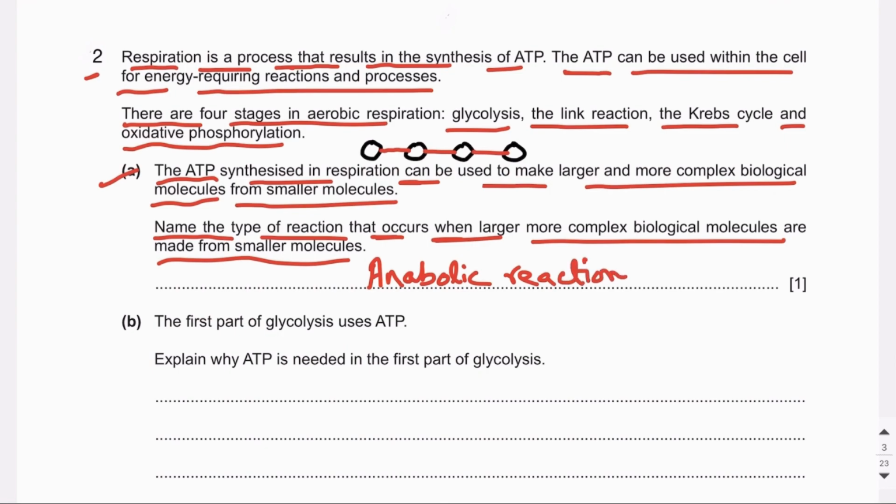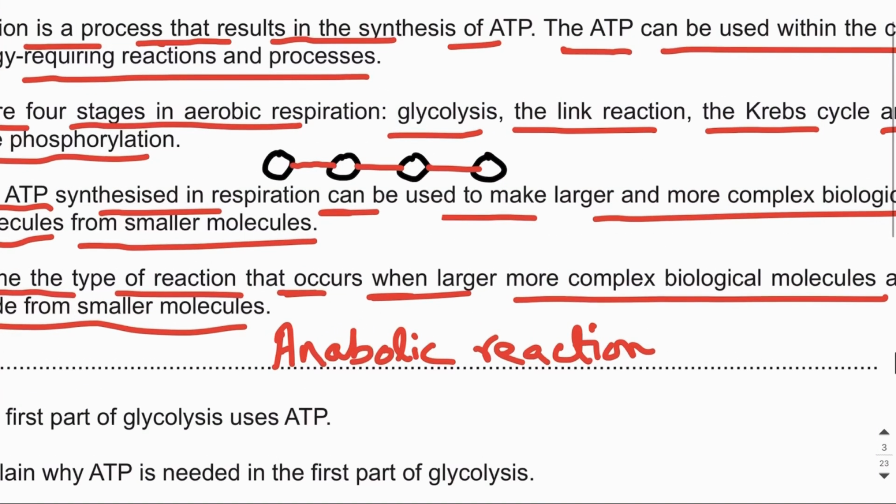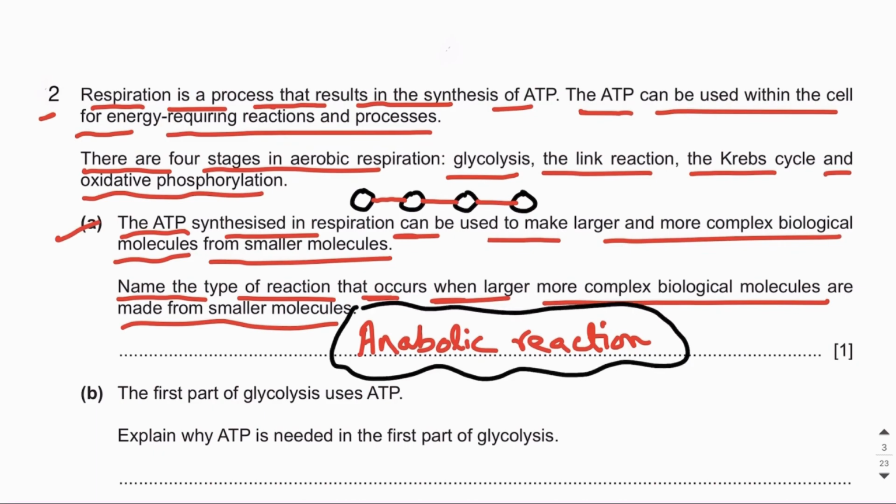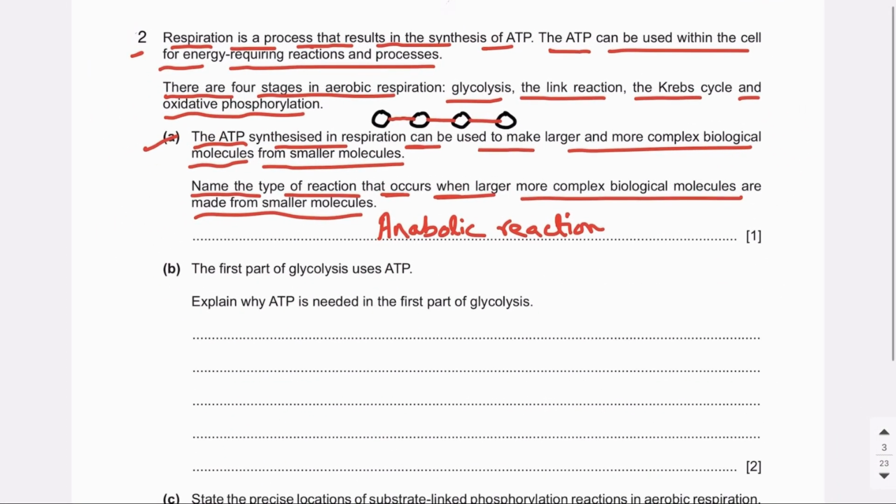And the reverse of this is catabolic, in which large molecules are cut or broken down into smaller molecules. So catabolic is when large molecules are broken down into smaller molecules, and anabolic reaction is when the smaller molecules are joined to form the larger molecules.